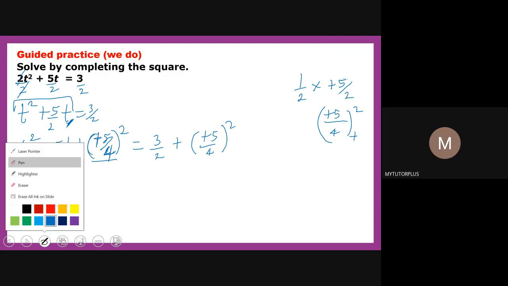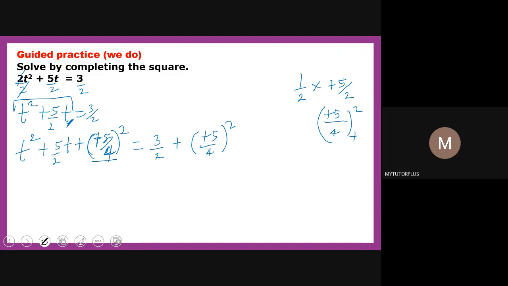Then the next thing is to express the left-hand side in perfect square form, meaning you pick the first term, which is t, and you pick what to have inside the bracket, which is plus 5 over 4, all in bracket square, is equal to what now? 3 over 2 plus 25 over 16. I hope there's no confusion up to this stage.